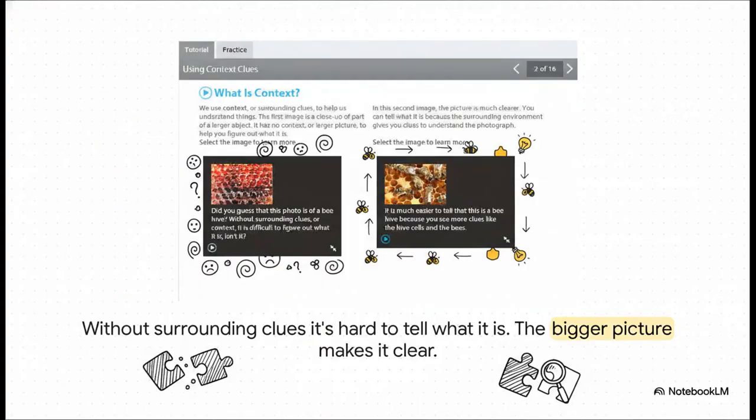Okay, take a look at this. It's the perfect way to understand context. That picture on the left? I mean, what is that? Some kind of weird pattern? But then you see the picture on the right. With the bees in the bigger hive, you instantly know it's a honeycomb. Well, words work the exact same way.